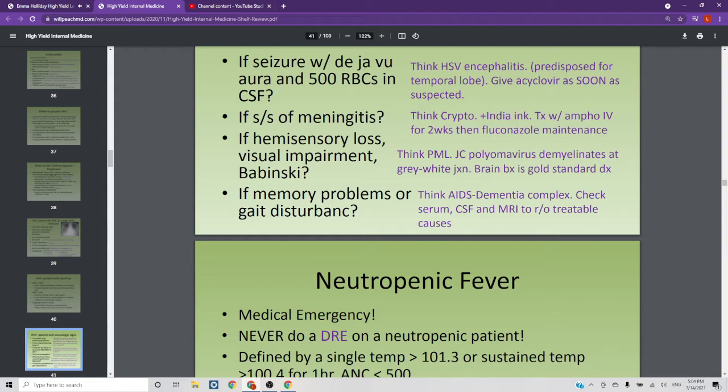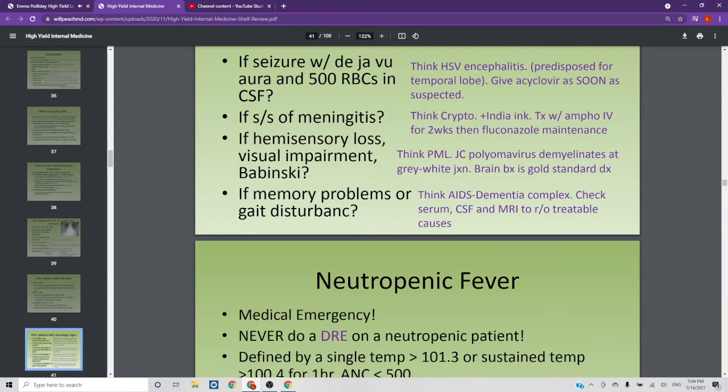Y'all remember that? So this disease is demyelinating. That's why it has symptoms that are similar to MS, and it preferentially affects the gray-white junction. So here we really need to do a brain biopsy to tell whether or not we've got it. And it doesn't really matter because there's no treatment. The treatment for PML is just to improve the CD4 count.